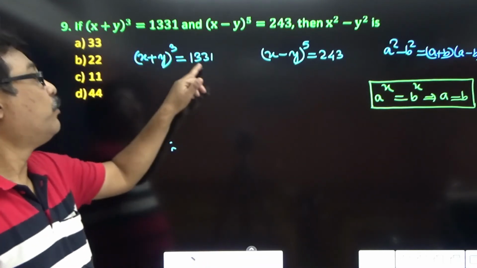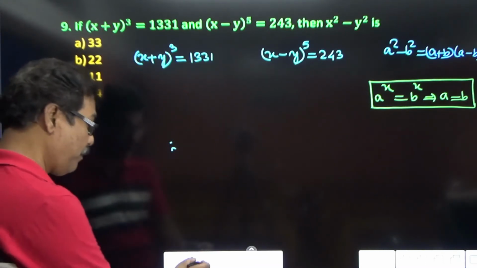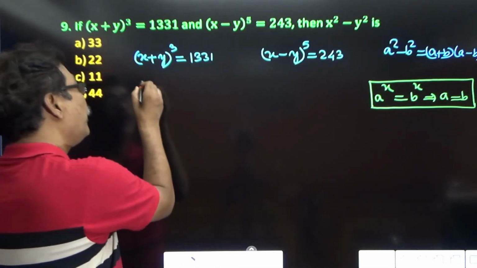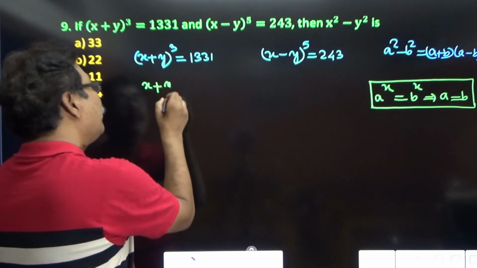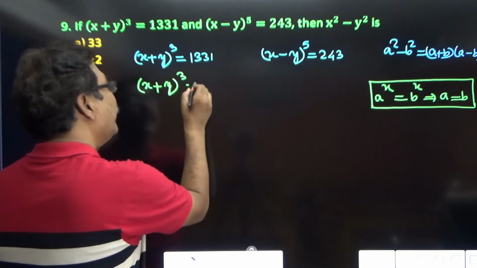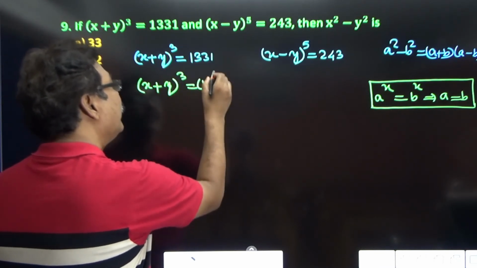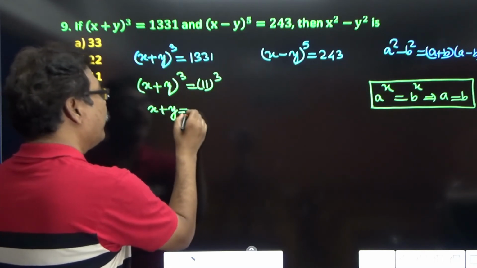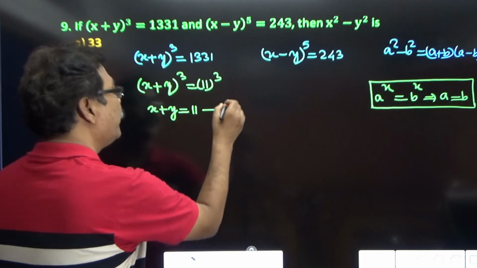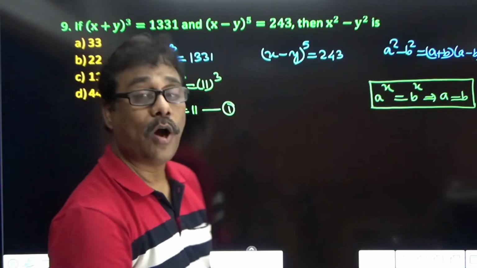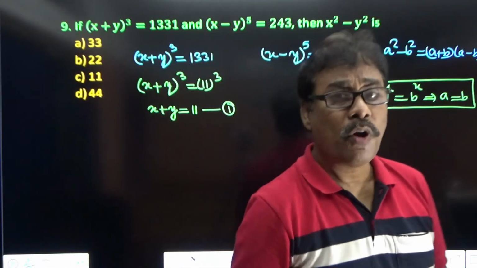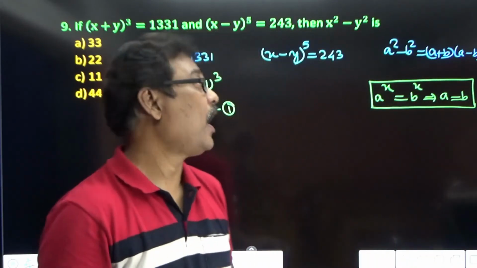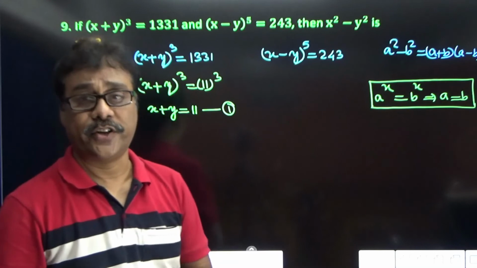Okay, what to do then? Now let me write 1331 as a power of 3, and that is going to be 11 to the power 3. So your x plus y is going to be 11. So I got the first equation, the value of x plus y. Next I have to find the value of x minus y. For that I am given the second equation.